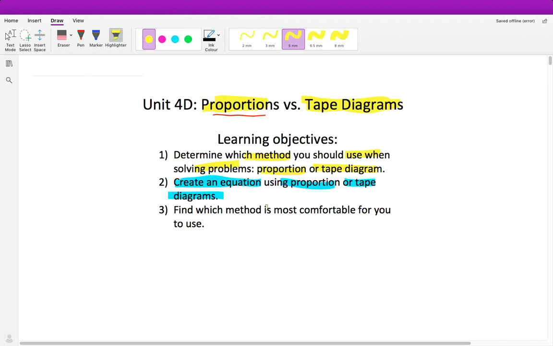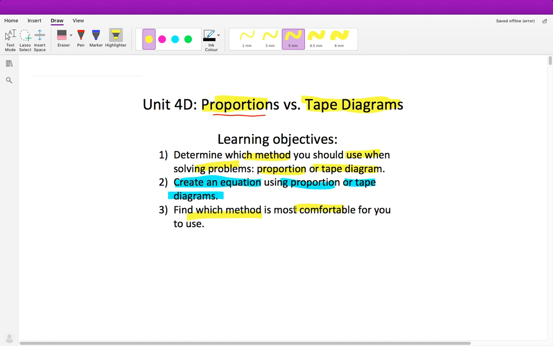And then the third thing is, I've already said, I don't care which one you use, find which one is most comfortable for you to use, and you can use that every single time. So no matter how the problem is, whether it might be easier for tape diagram or easier for proportion, both of these methods work every single time. So it's completely up to you. Whichever one you feel most comfortable with, you can go ahead and solve.